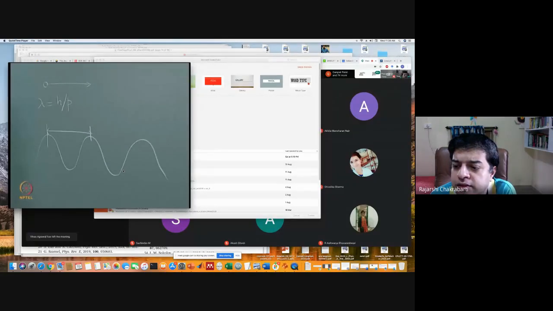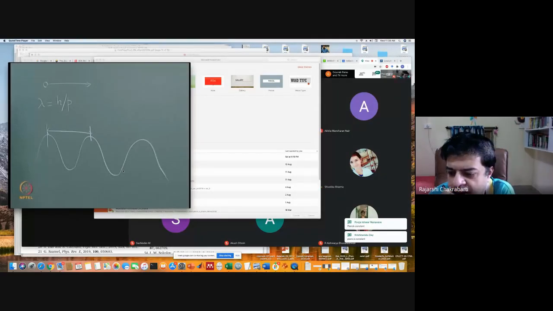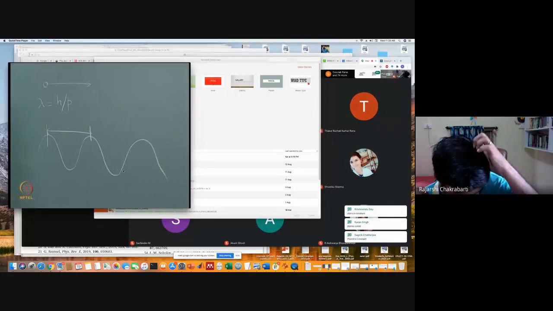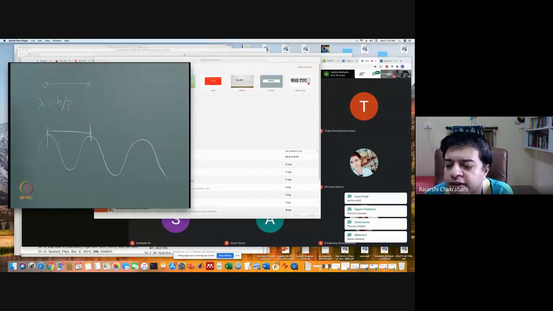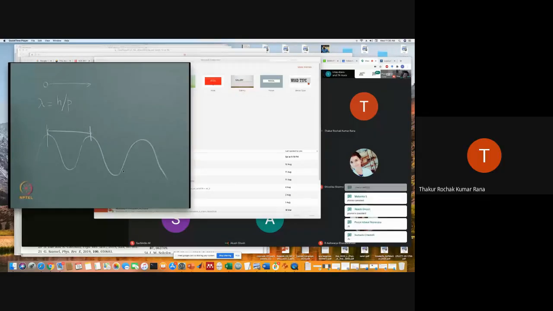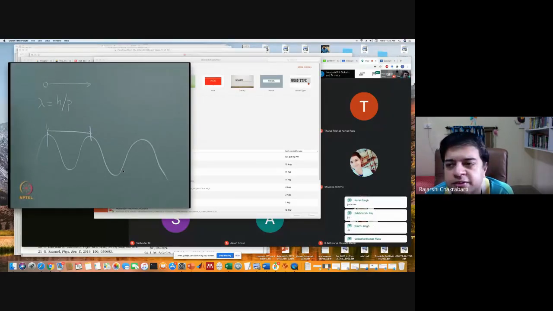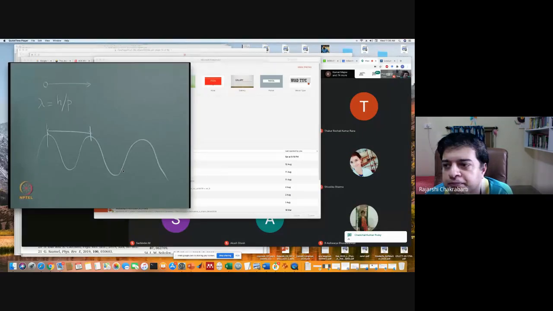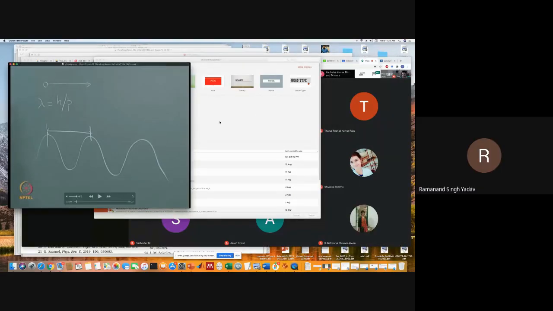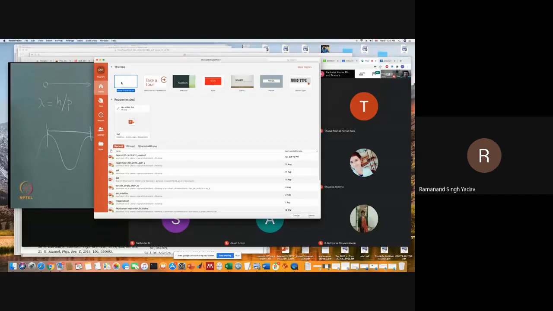What is h? Can you write it down? Shivalika, what is h? Planck's constant. Okay. So it is h, you know, Planck's constant. What is the unit of h? Can anyone tell me? Joule second. Okay, joule second. So what is essentially the dimension of h? I think that is the right question to ask. What is the dimension? ML^2 T^-1.